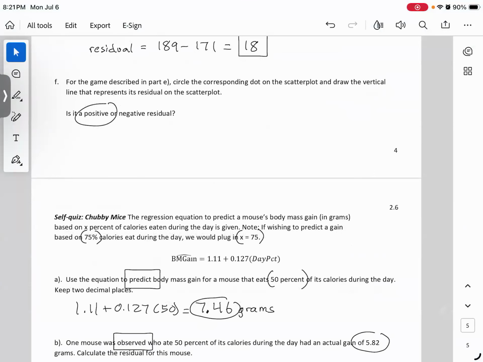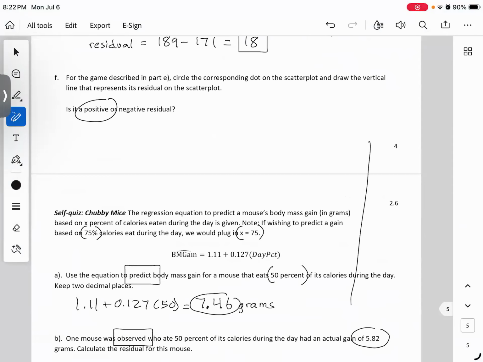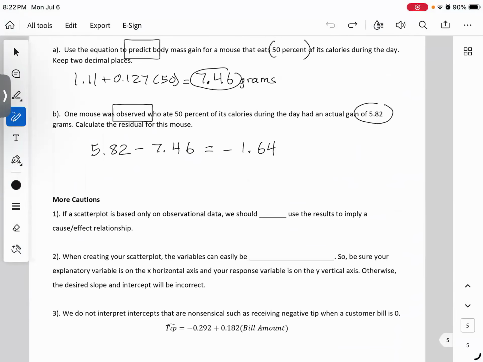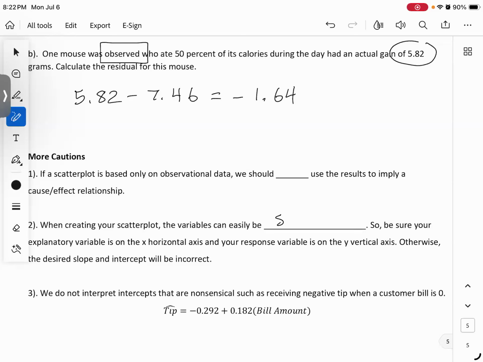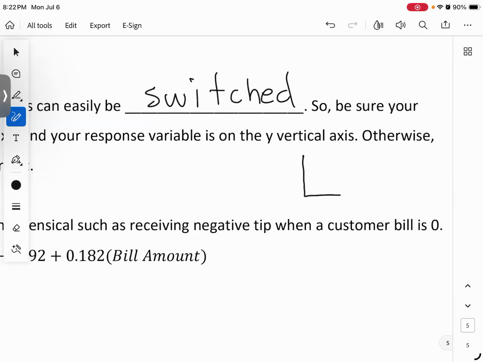So the moral of the story is, I just mentioned a couple things here in the notes. Sometimes it's necessary that you do switch the variables to make sure that, I'll just put a little picture right here, for your x you want your explanatory to be on the bottom, and for your y you want that to be your response.